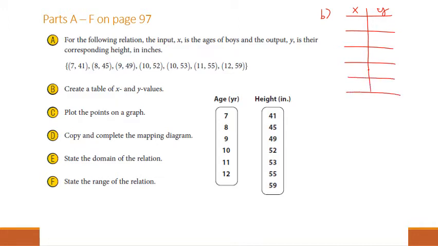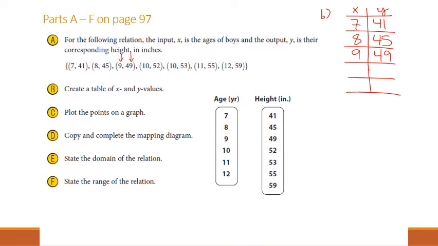Not sure how many pieces of data I have, but when the boy is 7, their corresponding height is 41. And then I have a boy who's 8. Their corresponding height is 45. And then I have a boy that's 9. So I go that ordered pair. And this tells me the age, and then for that age, the corresponding height for that boy, 49.